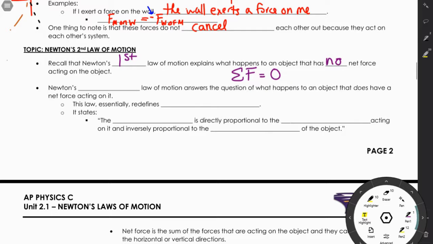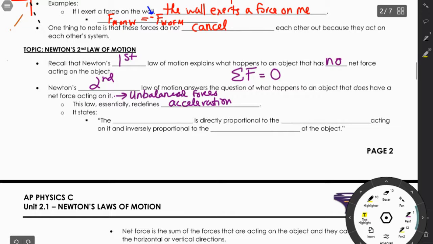Now, Newton's second law of motion answers the question of what happens to an object that does have a net force acting on it. So what happens when those forces are no longer balanced, and they're unbalanced? That's what Newton's second law is going to look at: the unbalanced forces. So what this law really does is it simply redefines acceleration.